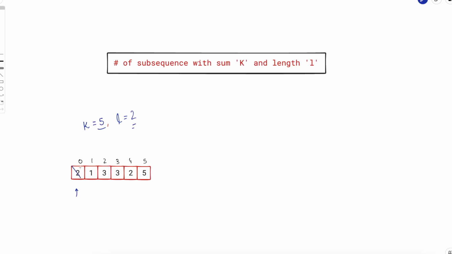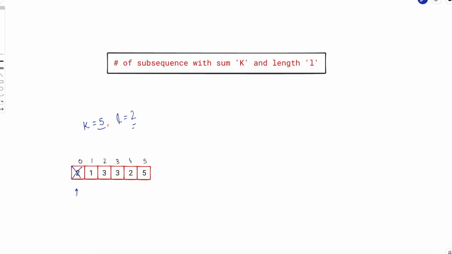If you don't take it, what you will end up having is, give me the number of subsequences with sum of 5, length of 2 for this smaller array. This problem is exactly equal to the original problem. The original problem was, give me the number of subsequences of this array with sum of 5 and length 2. Now you are saying, give me the subsequences of this smaller array with sum of 5 and length of 2. Exact same problem, array is smaller.